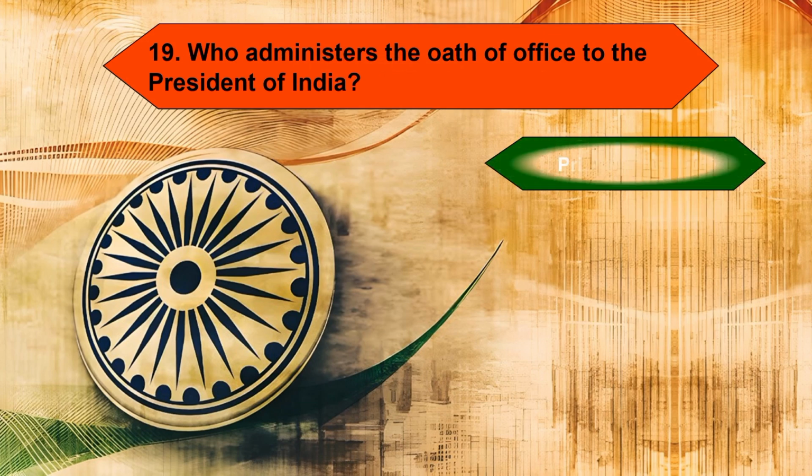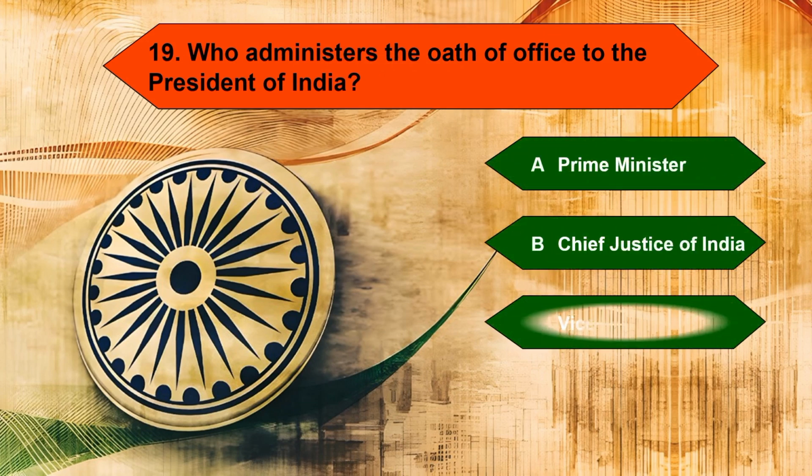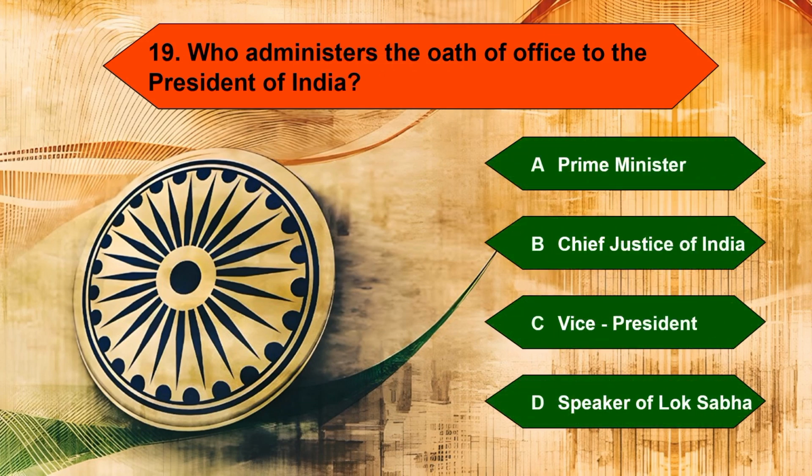19th. Who administers the oath of office to the President of India? A. Prime Minister. B. Chief Justice of India. C. Vice President. D. Speaker of Lok Sabha. B. Chief Justice of India.